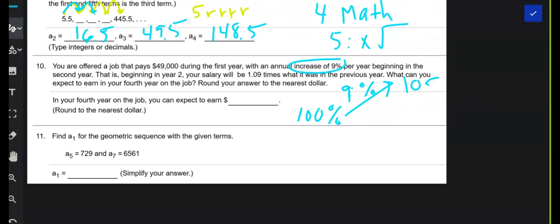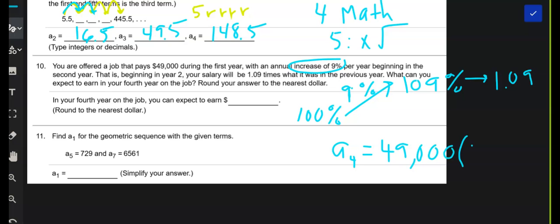Okay, and then in order to change that to a decimal, yes, you move that 2 places to the left to get 1.09, which is what you're getting at. What can you expect to earn in the 4th year? So we're talking about finding the 4th term when you've got 49,000 times 1.09 to the 4 minus 1 power. Now, what do you end up getting when you do that?